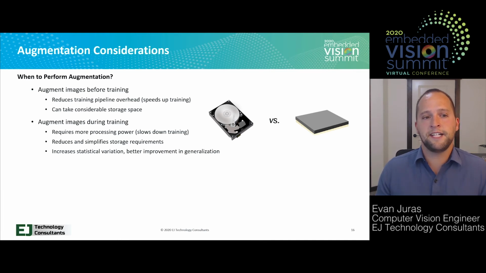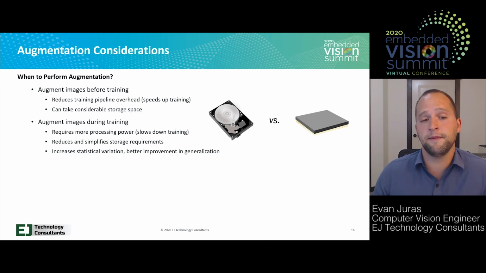So if you have a batch of images and you augment them all before training, that will reduce the training pipeline overhead, which will ultimately speed up training, but it can take considerable storage space. So say you wanted to go crazy and make 1 million augmented images. Well, if you have 1 megabyte per image and 1 million images, that's a whole terabyte of hard drive space. So you better have a big hard drive. Just something to keep in mind.